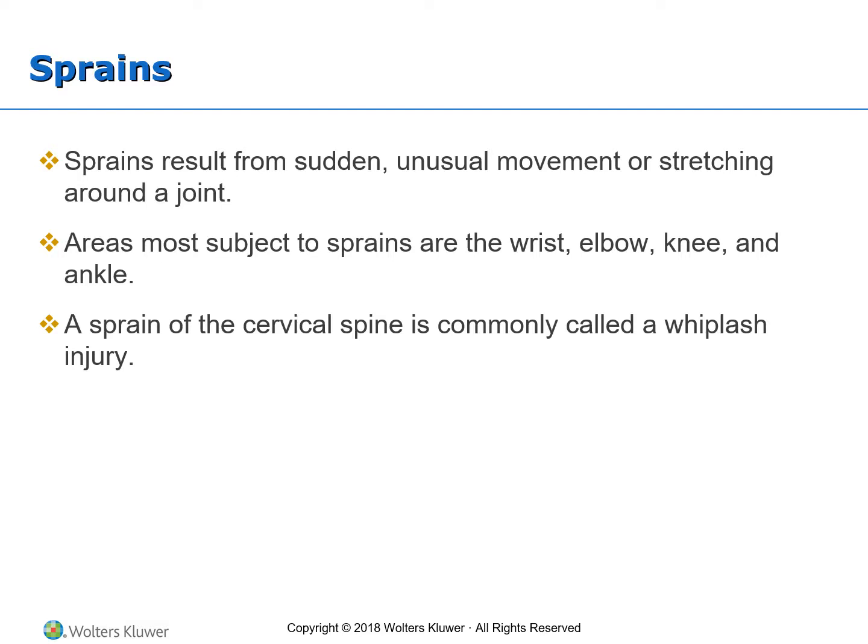Areas most subject to sprains are the wrist, elbow, knee, and ankle. A sprain of the cervical spine is commonly called a whiplash injury. Sprains result from sudden unusual movements or stretching around a joint, which is common with falls or other accidental injuries. The force twists the joint in a direction it was not designed for or displaces it beyond its normal range of motion by partially tearing or rupturing the attachment of ligaments. The damage usually is confined to the ligaments and adjacent soft tissue.